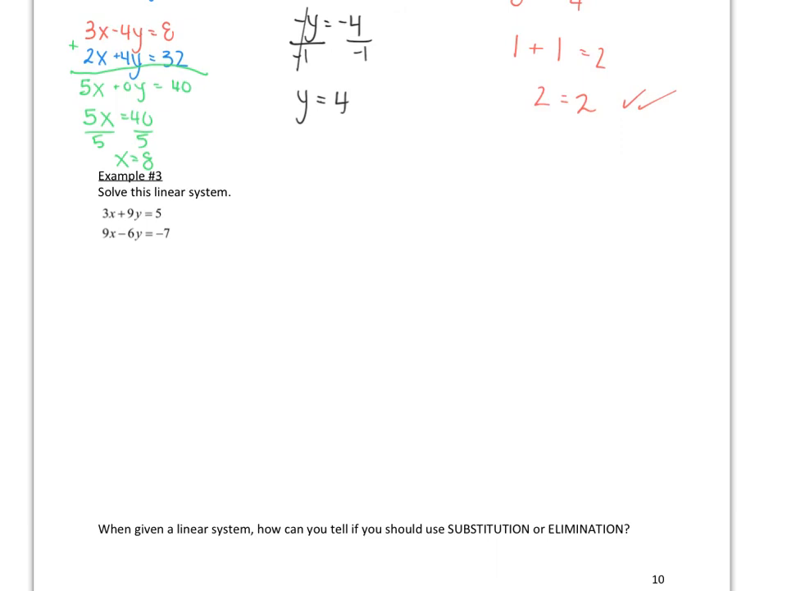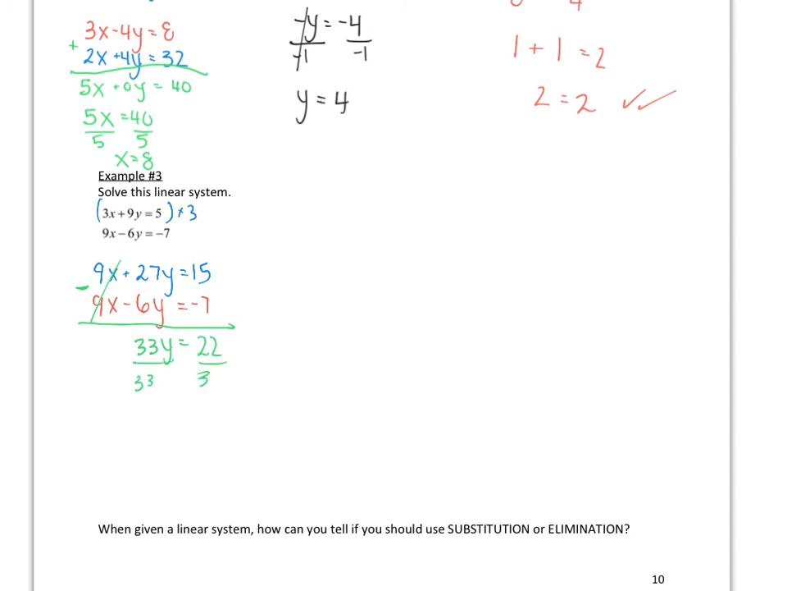All right, I can see that 3 and 9 for my x values are closely related. If I multiply my first equation by 3, I'm going to get 9x plus 27y equals 15. And I'm just going to copy my same equation for the second one, because if I subtract my two equations, I'm going to cancel my 9x's. So these cancel. 27 take away negative 6 is like adding, so I get 33y. 15 take away negative 7 is like adding, and I get 22.